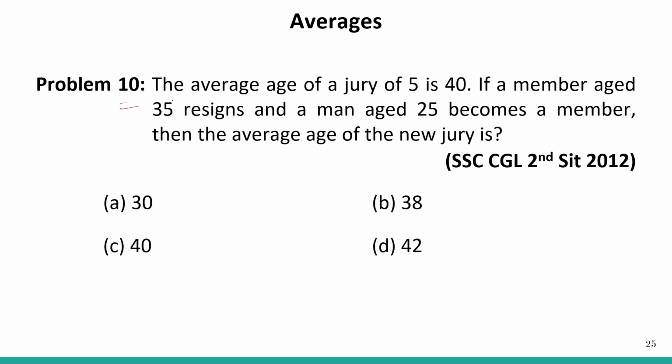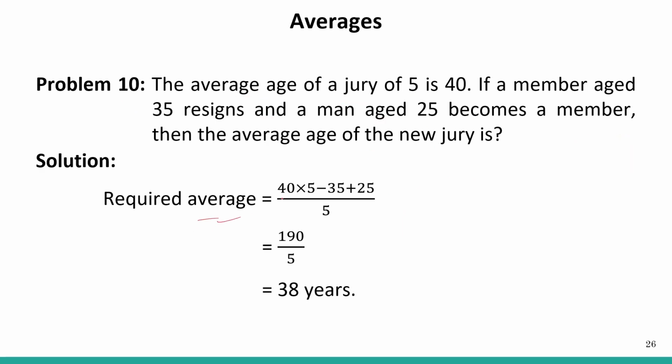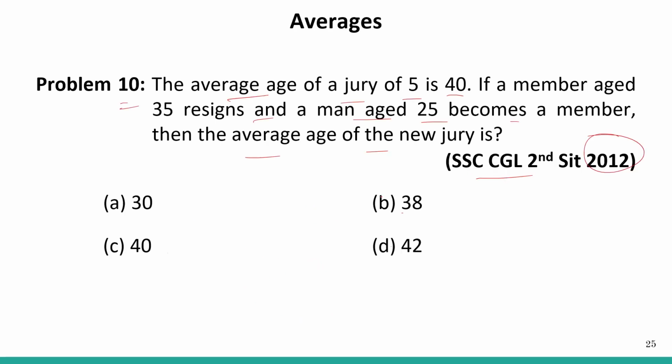So let's see problem number 10. The average age of 5 jury members is 10. If a member of age 35 resigns and a man of age 25 becomes a member, then what is the average of the new jury? 38, 42, 40 or 30. So this is SSC CGL second sitting 2012 paper. So the required average is equal to (40 into 5 minus 35 plus 25) by 5, which is 190 by 5, equal to 38 years. So this is how we have evaluated the answer, that is 38. This is the correct one. These are all wrong ones.